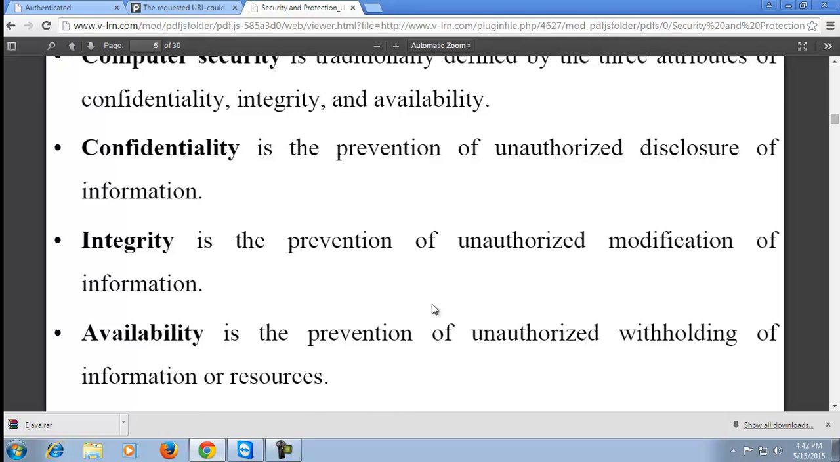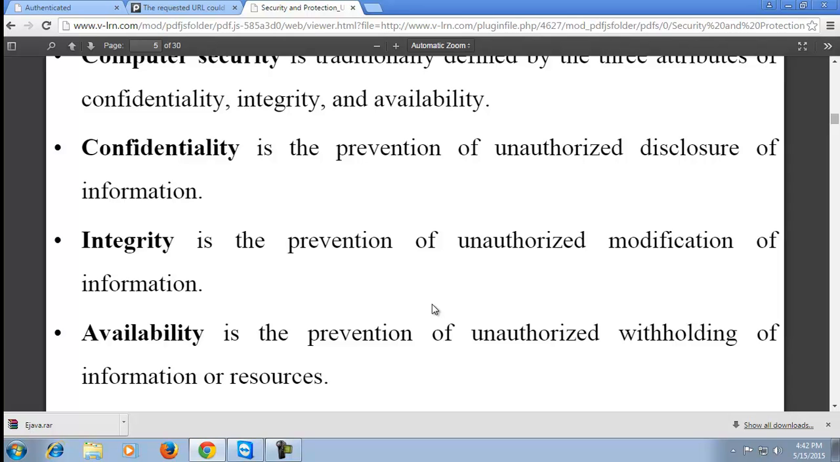Confidentiality is the prevention of unauthorized disclosure of information, and unauthorized accessibility of information without any permission or privileges. If anybody accesses our content without permission, it means they are compromising the confidentiality of data, and they are an unauthorized person accessing that particular data.